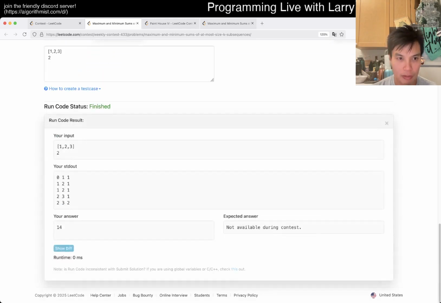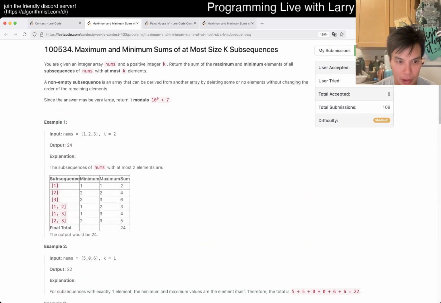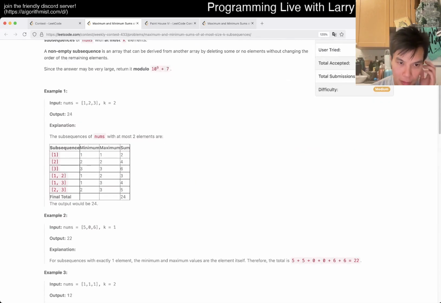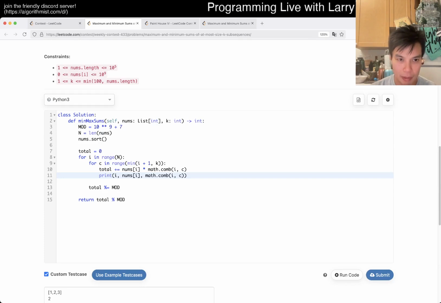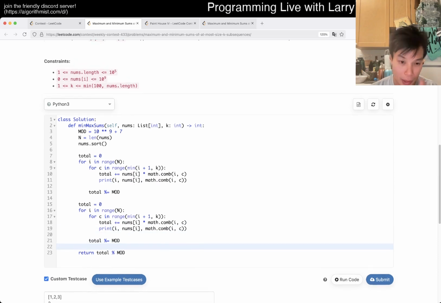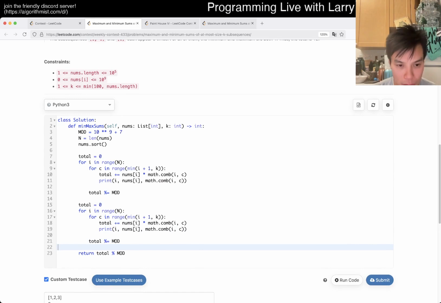Okay, 14, is that right? 3, 3, 3. Maybe that's right actually for the maximum portion. 1, 2, what's that? 6 plus 6. Okay, 14 is right for the maximum. We have to rewrite this because this will time out for big enough numbers, I think. But we're okay. We're making progress.